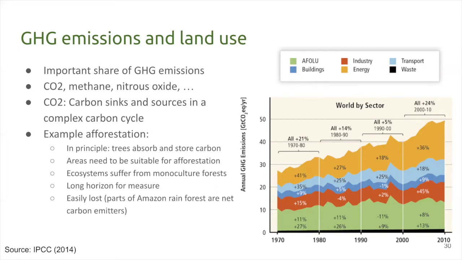So for example, areas really need to be suitable for afforestation, and ecosystems can suffer from monoculture forests that are being planted. And also this measure has a very long horizon. So imagine how long it takes until a tree is actually grown. And then once that carbon is stored in a tree, it can also be easily lost. So for example, the Amazon rainforest is degrading currently, and parts of it are already a net carbon emitter.